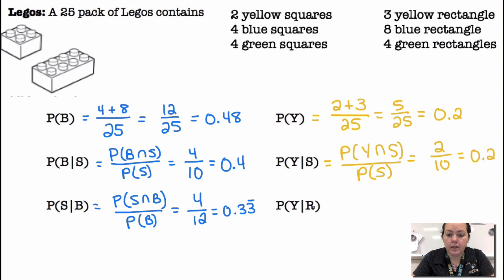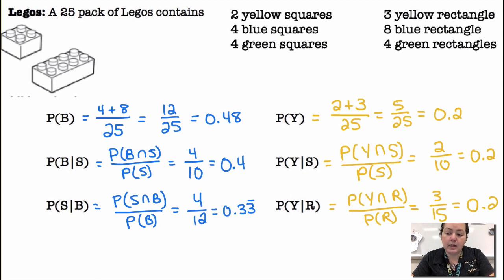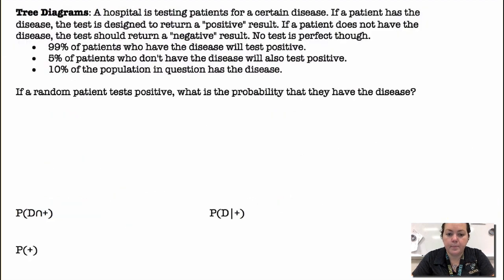The probability of a yellow given it's a rectangle. So yellow and rectangle, I have 3 yellow rectangles out of 15 total rectangles, so 3 out of 15 is also 0.2. So I can see, because these all ended up being the same for the yellow and the type of Lego, whether it's a square or a rectangle, those are independent of each other.